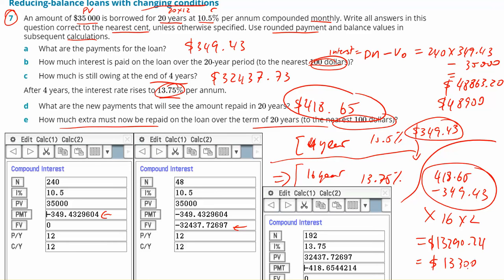13,300. Okay, we're done. Hopefully that gives you an idea of how to do the problem. Just make sure whenever you have a change in conditions, your new calculation is taken from your old calculation. Your old FV goes to your new PV, but you change the sign, because it's like you're getting a new loan again. So hope that helps.